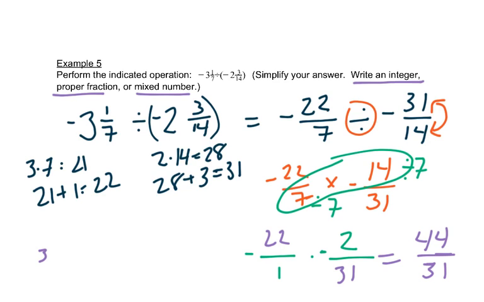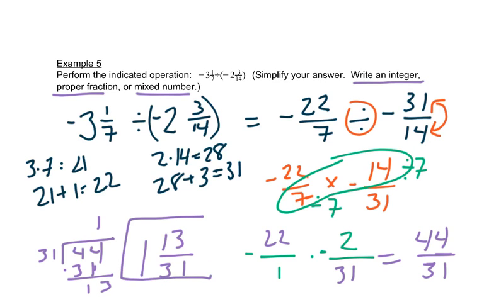So we need to ask ourselves, how many times does 31 go into 44? It goes in 1 time, so we take 1 times 31, and we subtract, and we get 13 left over. So that's our new numerator, 13 over 31. That's our final answer.